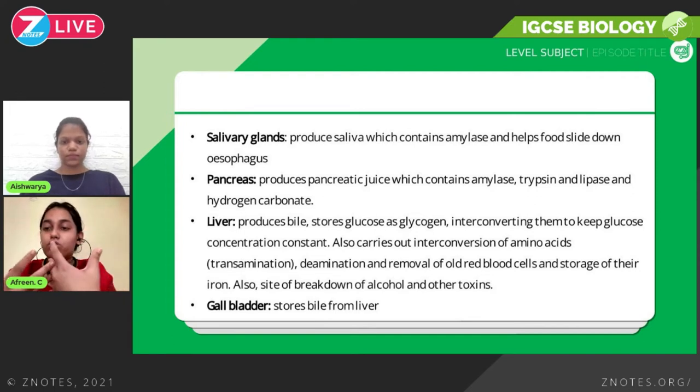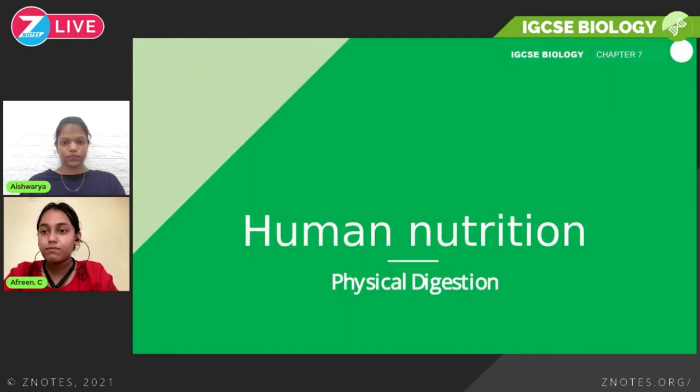And the liver is also responsible for the breakdown of alcohol and other toxins, and the removal of old red blood cells and the storage of iron. But for now, you need to know that the liver produces bile. That's really it, because other processes you'll learn more about in the coming chapters. Then there's the gallbladder. The gallbladder stores the bile produced by the liver. Okay, so those were the associated organs.